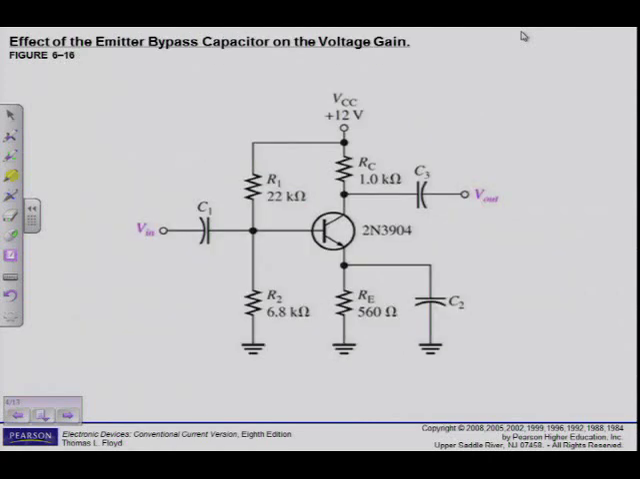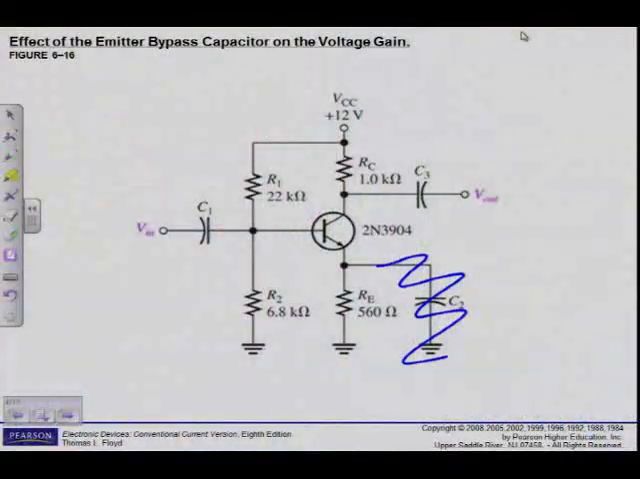Alright, just below example 6.4: voltage gain without the bypass capacitor. Here you can mark it. I've already told you and showed you on the board how my equation changes.